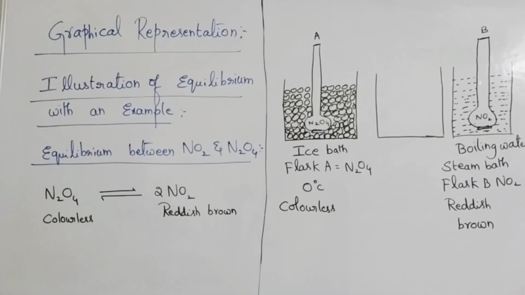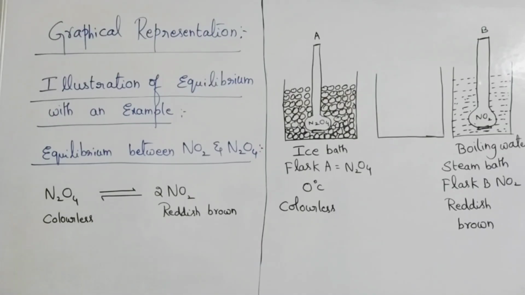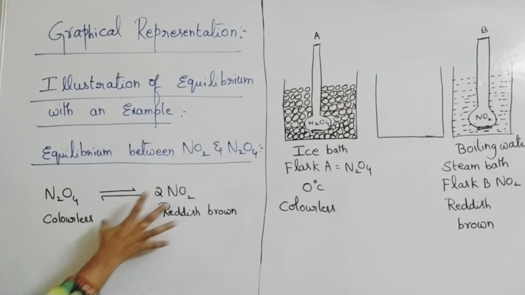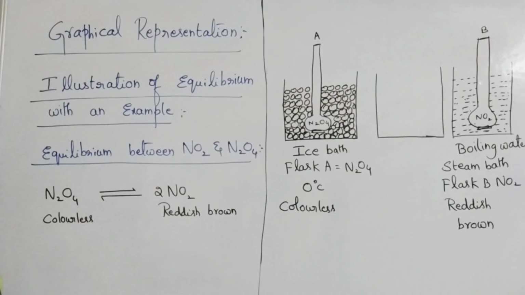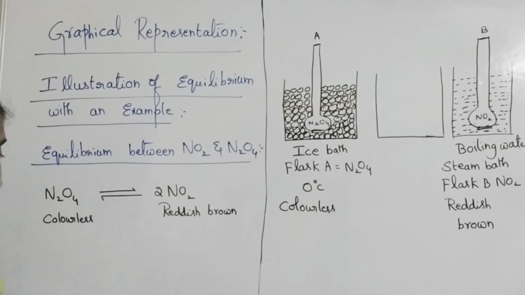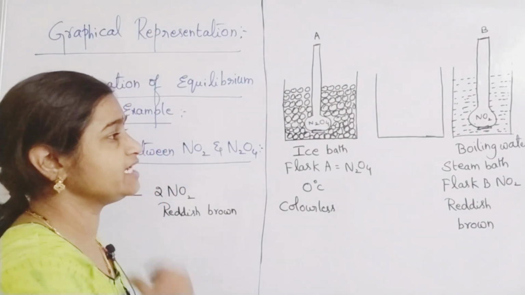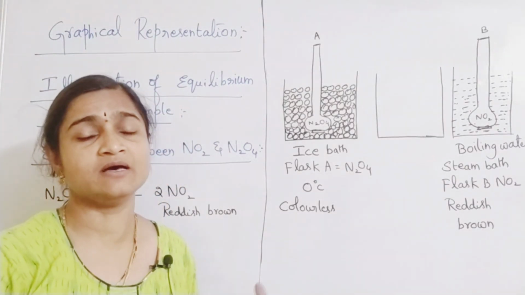Now let us understand how equilibrium is obtained. We are learning about equilibrium between NO2 and N2O4. NO2 is nitrogen dioxide and N2O4 is nitrogen tetroxide. Under normal conditions at room temperature, N2O4 is colorless and NO2 is a reddish brown colored gas. So when you keep this under temperature changes, you can observe the change in coloration. It can be demonstrated with the help of this small activity which is being given here.